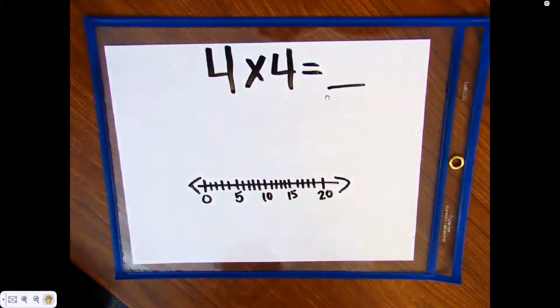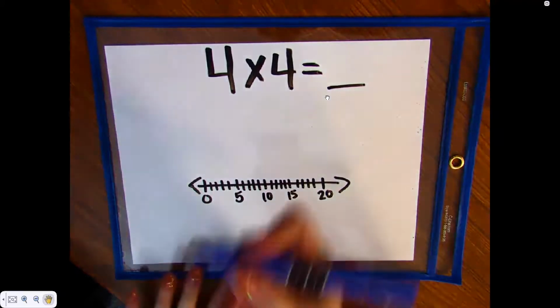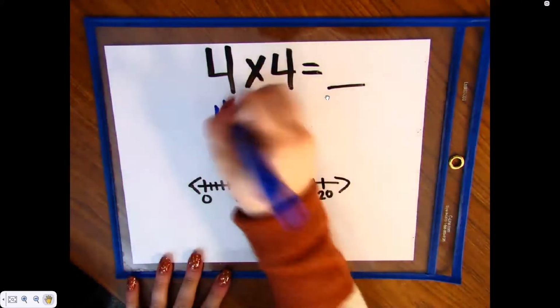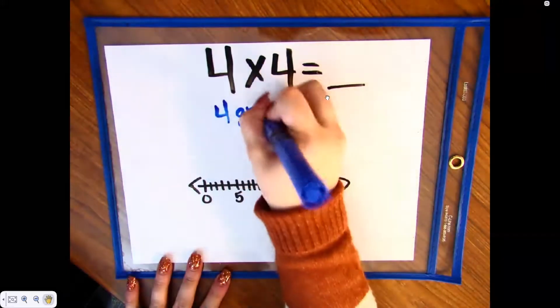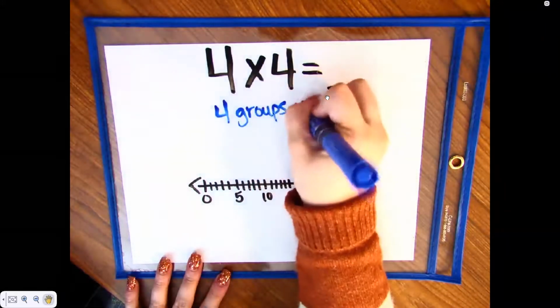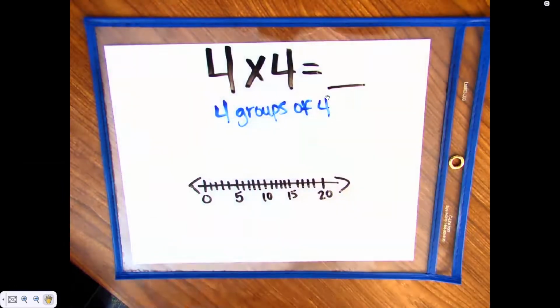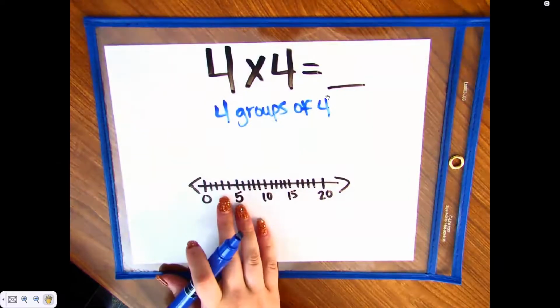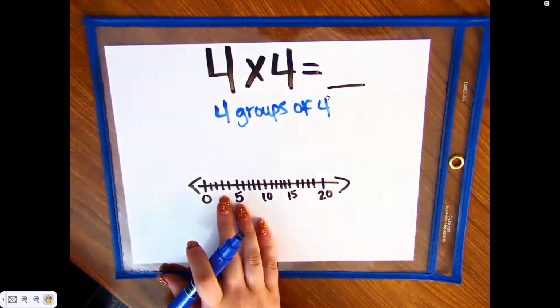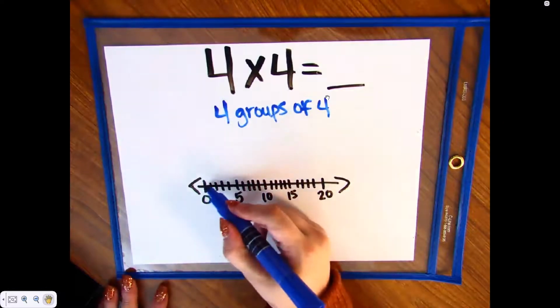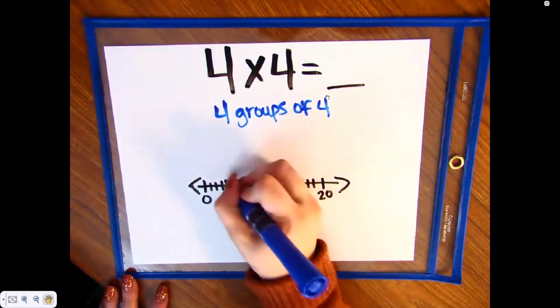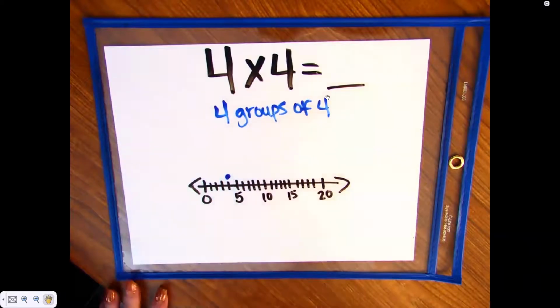All right. So I have 4 groups of 4. Okay, so I know I have 4 groups of 4. So I'm going to start on the number 4 on my number line, right? I'm going to start on the number 4. So I know this is 0, 1, 2, 3, 4. So I'm going to start right here.